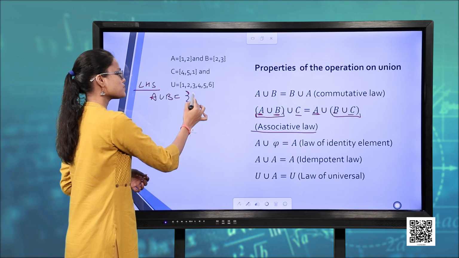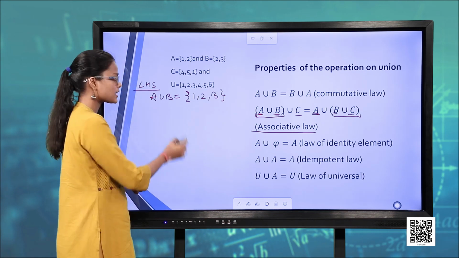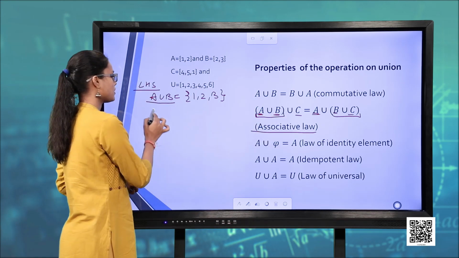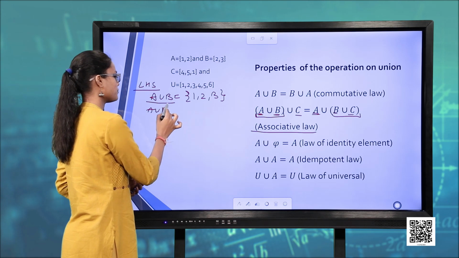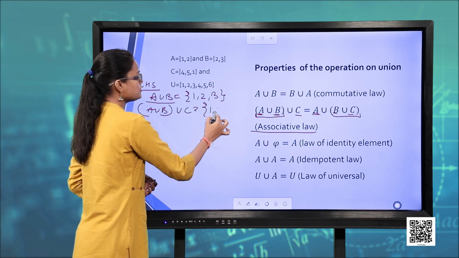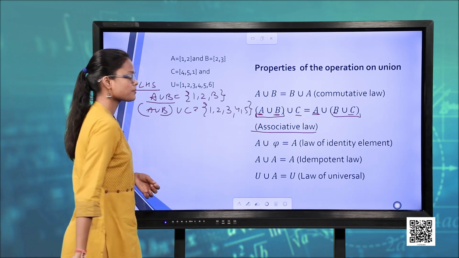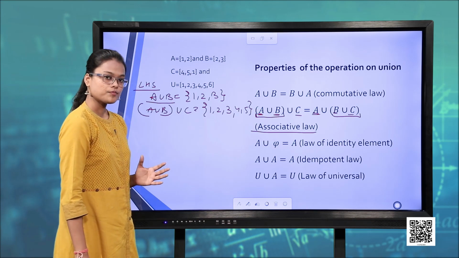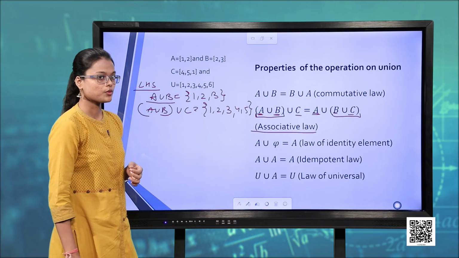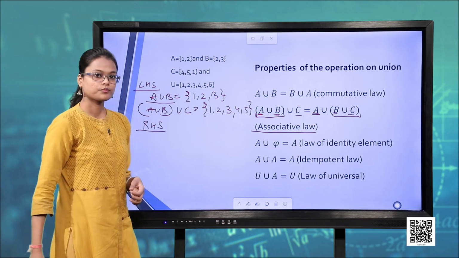A union B was 1, 2 and 3. Now taking the union of A union B with C, it is 1, 2, 3, 4 and 5. Okay. So we have found out the LHS part. Now we are going to find the RHS part.